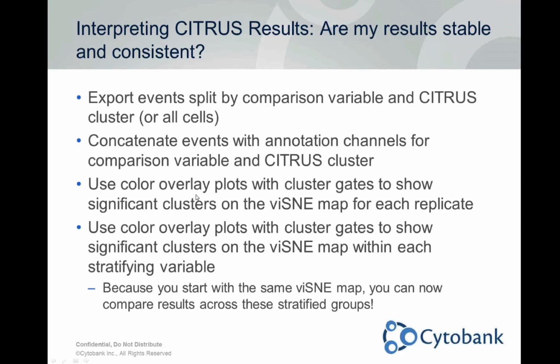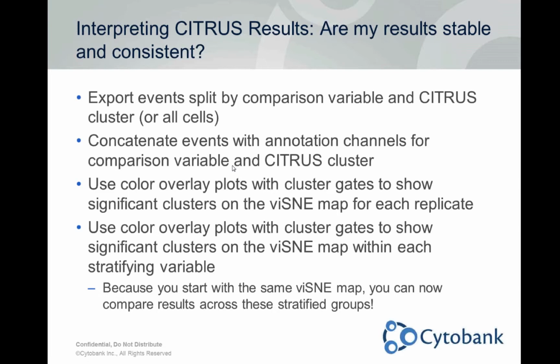This is essentially a workflow describing that. Export events split by comparison variable and Citrus cluster, or basically all cells. Concatenate the events with annotation channels for comparison between variables and Citrus clusters. Use the color overlay plots with the cluster gates to show significant clusters on the ViSNE map for each replicate. Again, I'll show you what this looks like and talk a little bit more about this.